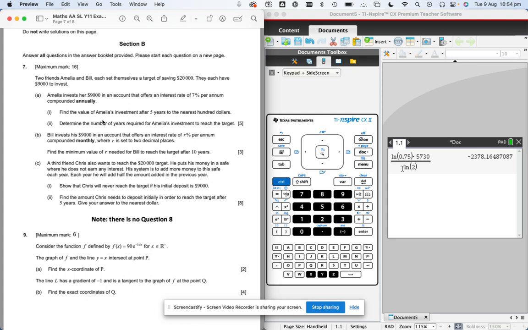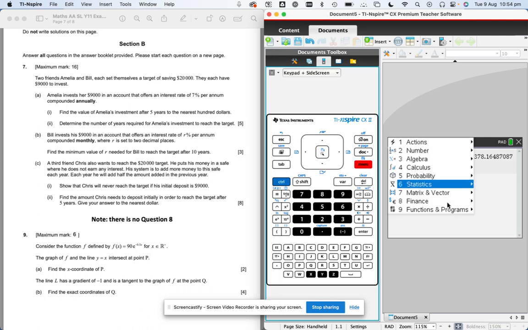But what I really wanted to show you is that there is a finance solver in your GDC that you can use to solve these problems fairly straightforwardly. Well, I think it's kind of straightforward. So here's where we go. You've got a calculator up, and from the menu button, you go down to finance, and there's a finance solver.